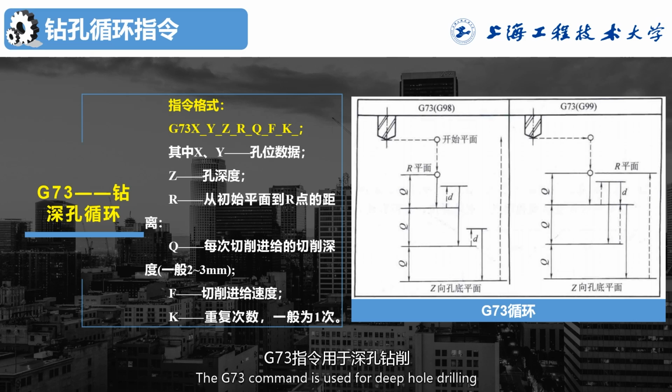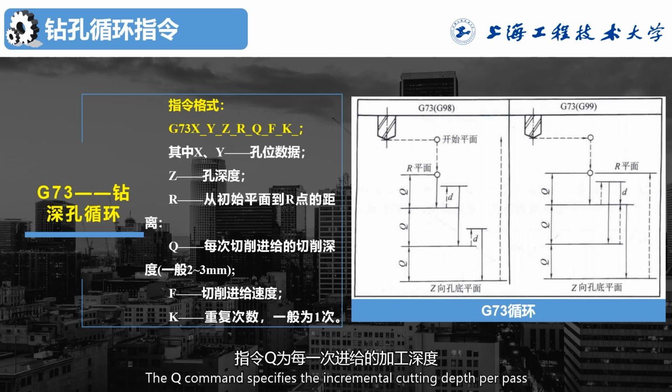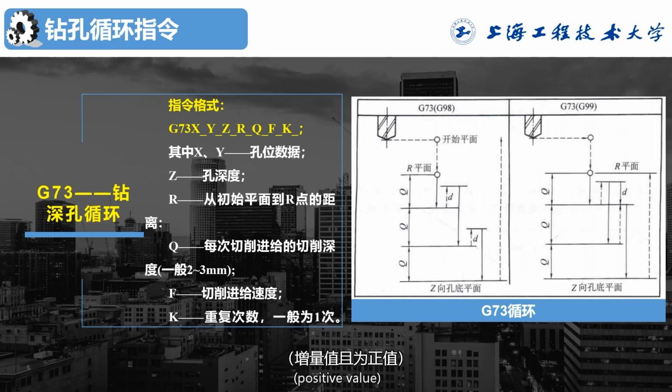The G73 command is used for deep hole drilling, with intermittent feed in the Z direction, adding chip breaking and removal during deep hole machining. The Q command specifies the incremental cutting depth per pass, a positive value, and the retraction distance D is set internally by the CNC system.